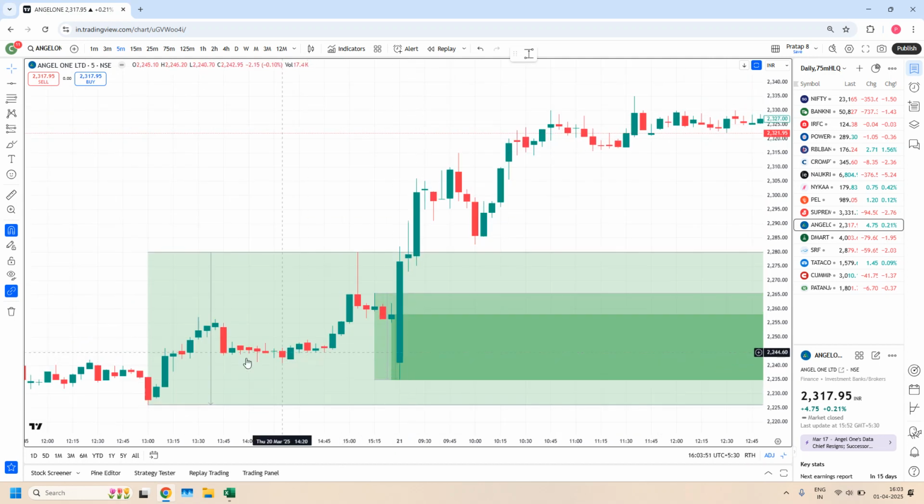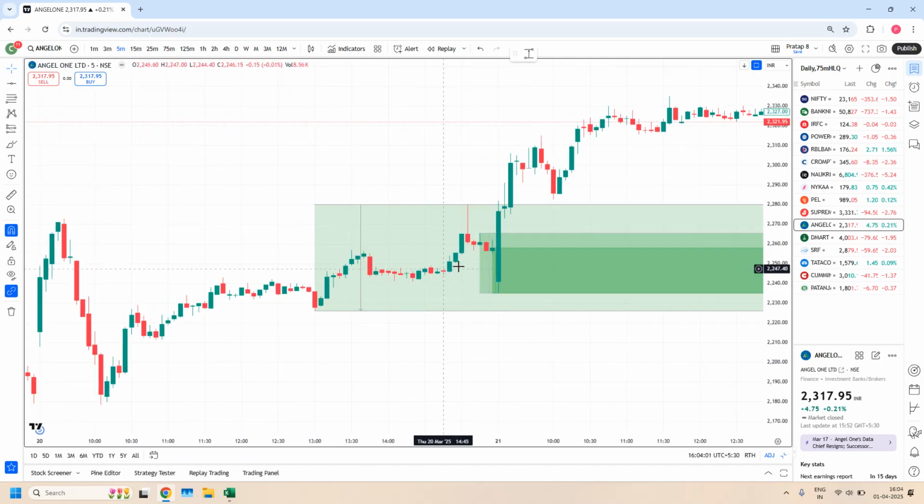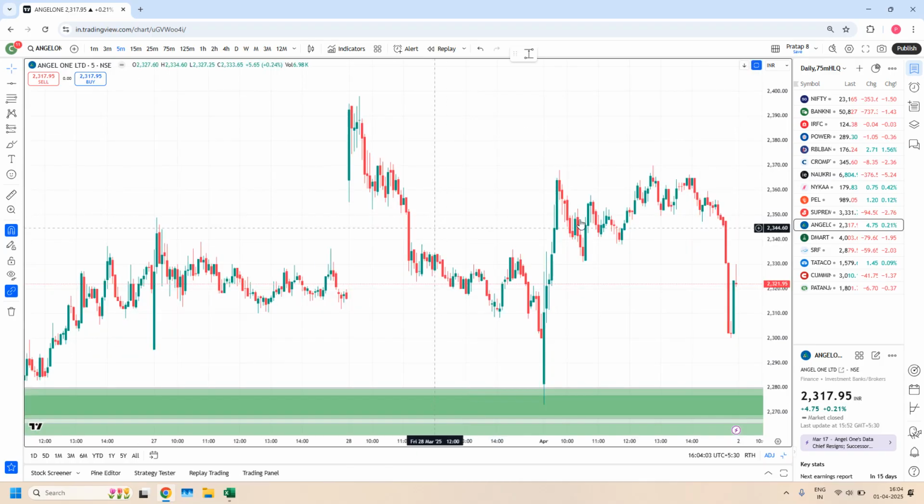So that is the reason why you can't use this as a trap. Maybe it didn't overlap. Even if it is slightly overlapping, you would not have considered it. Okay.